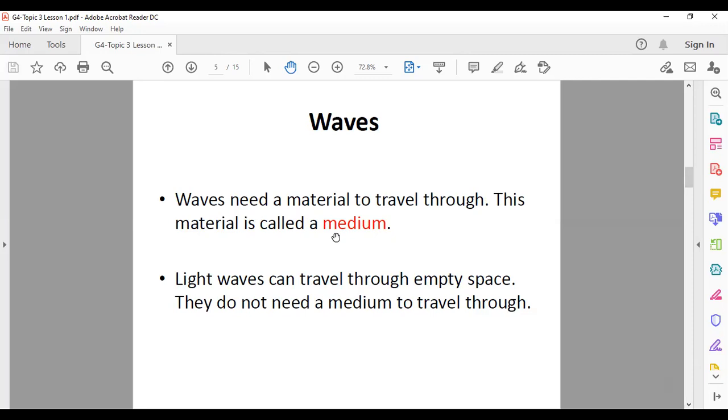What is the meaning of medium? Air is a medium, water is a medium, the wall is a medium. For example, sound waves can travel through air, through water, and through solid substances. Suppose you are in a room and someone is knocking on the wall outside the room. How can you hear him? Because sound travels through solid materials. The only type of waves that can travel from place to place without a medium is light waves. They can travel through space.